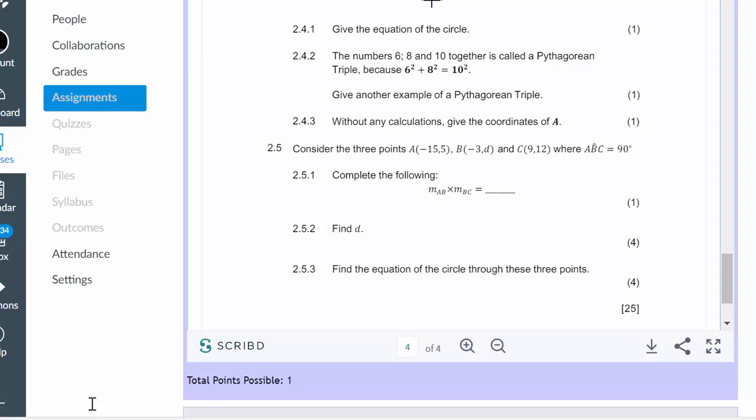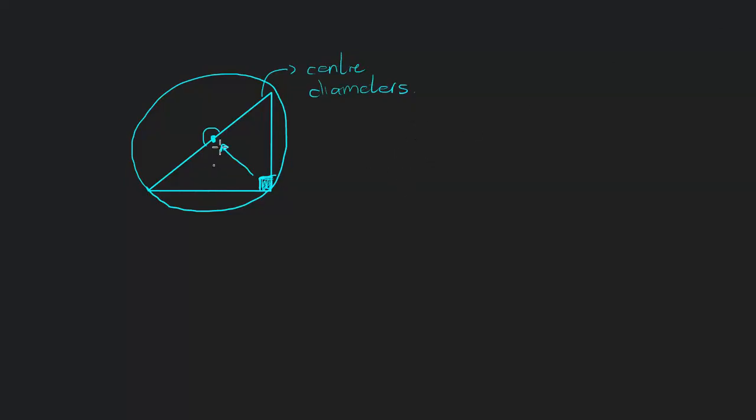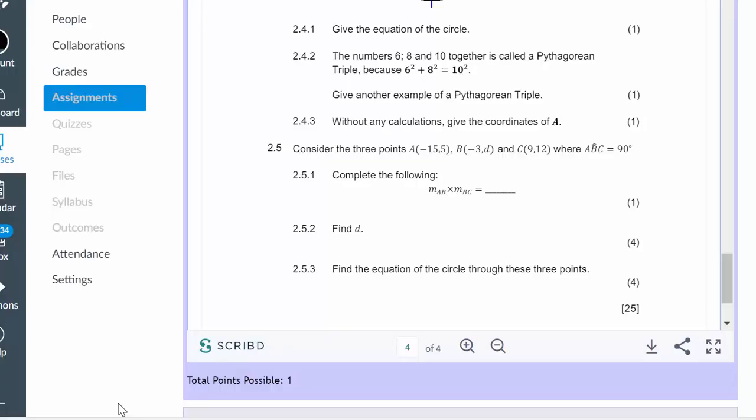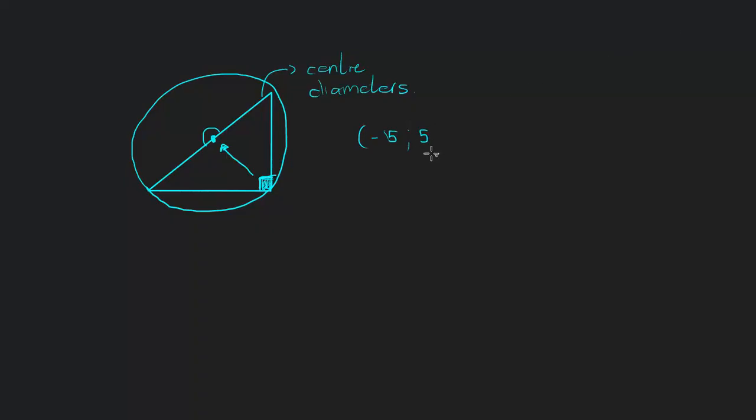The midpoint of that diameter must therefore be the center, and the length of it divided by 2 must be the radius. So I've got negative 15, 5. So it's not AB, sorry. It's not AB, it's AC. So negative 15 and 5 and 9 and 12. Negative 15 and 5 is A. So this is A, B, C. C is 9 and 12.